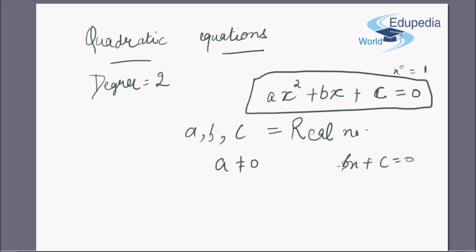and hence it will not be a quadratic equation. So, an equation which is of the form ax square plus bx plus c equal to 0, or can be expressed as ax square plus bx plus c equal to 0, where a not equal to 0 and a, b, c belong to real numbers, is a quadratic equation.